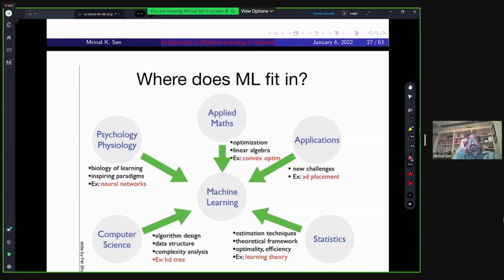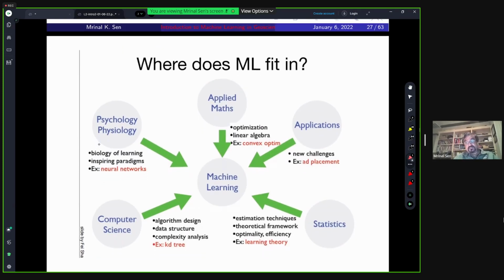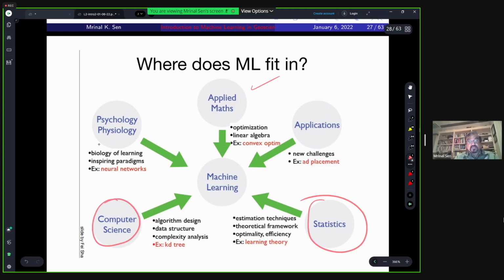So where does machine learning fit in terms of discipline? It's highly cross-disciplinary, and that is one of the reasons you are seeing students from different departments. But to be able to understand machine learning, you have to use some tools from applied math, optimization, linear algebra, particularly convex optimization. You need to bring in ideas of statistics. In fact, I'll give a lecture each on optimization and statistics. And of course, some ideas from computer science for algorithm design, data structures. And this is a very interesting field. If anybody is interested in learning that, that would be really nice, like how you make machine learning algorithms faster. So that's where computer science comes in.